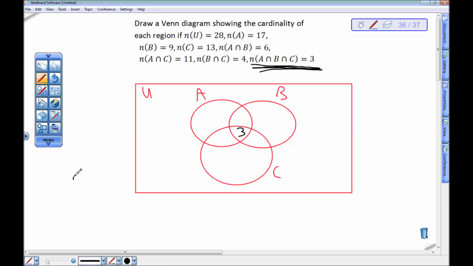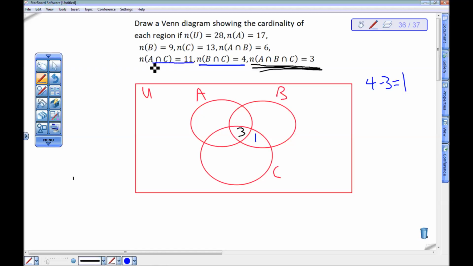Now I'm going to work my way out just as if I were filling in this Venn diagram. I know that B intersected with C is 4. I've already accounted for 3 of those. So I need a 1 here, right? That gives me 1, so that B intersect C is 4.